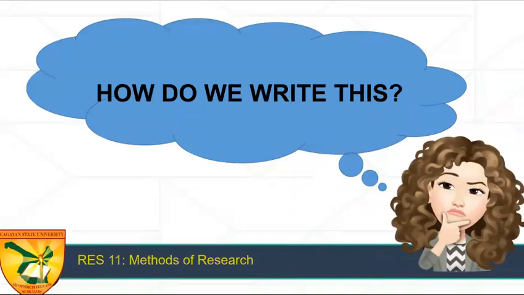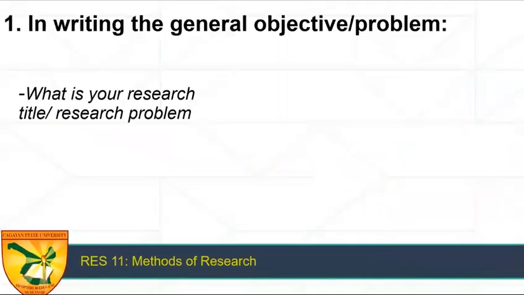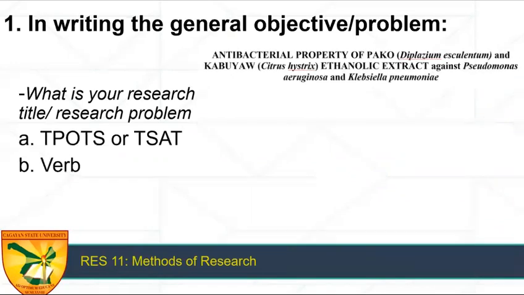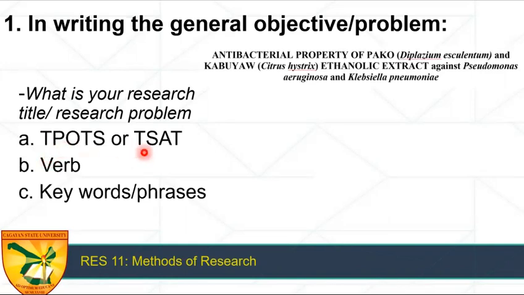So now we go to how we write this part. In writing the general objective or problem, first you need to know that your research title or research problem and your statement of the objective or statement of the problem are intertwined. So the general objective is usually the same as your title, but take note of the three parts. So you have T-POTS or TSAT, the verb, and keywords or phrases. So T-POTS or TSAT is the first few phrases.